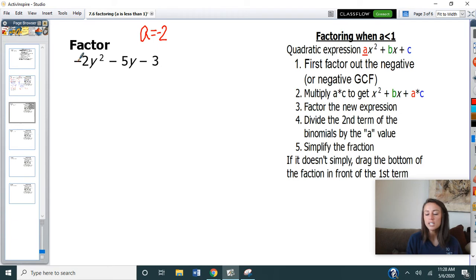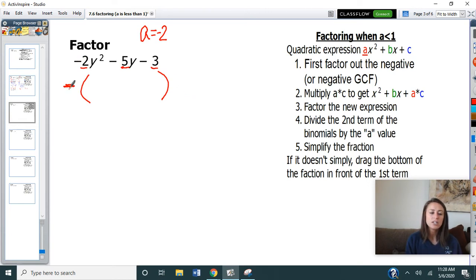So we first want to get rid of that negative. And first you want to see if there's a GCF. Is there anything that goes into 2, 5, and 3? And remember, it has to go into all of them. There's nothing except a negative. So the first step is to factor out that negative. We're going to take out a negative from the whole problem. Remember, we're still turning it into a multiplication problem, so you need those parentheses.